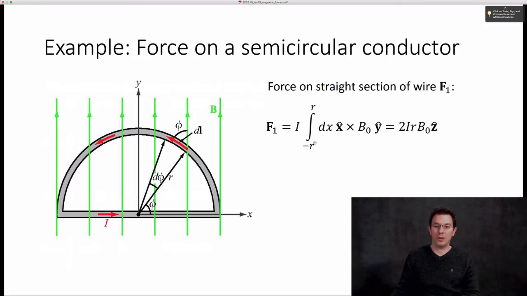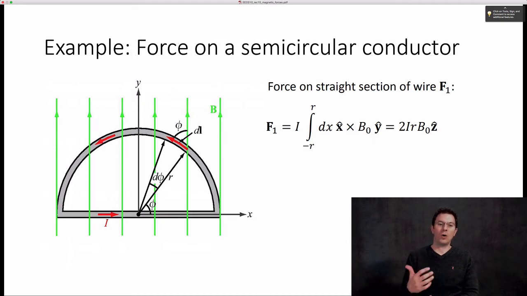And then we perform the integration from x going from minus R to positive R, and we get a factor of 2R that pops out. So the force on the straight current element due to this magnetic field is equal to 2IRB-naught in the z-hat direction, coming out of the screen, right?